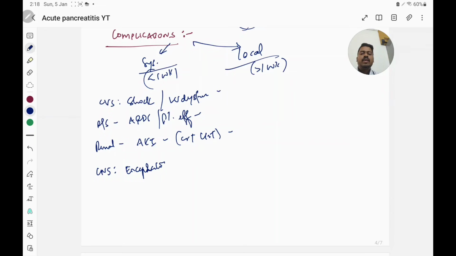And there is something which can be useful for NEET tests, that is Purtscher retinopathy. What is this? This is onset of severe blindness in acute pancreatitis. It is known as Purtscher retinopathy, okay?